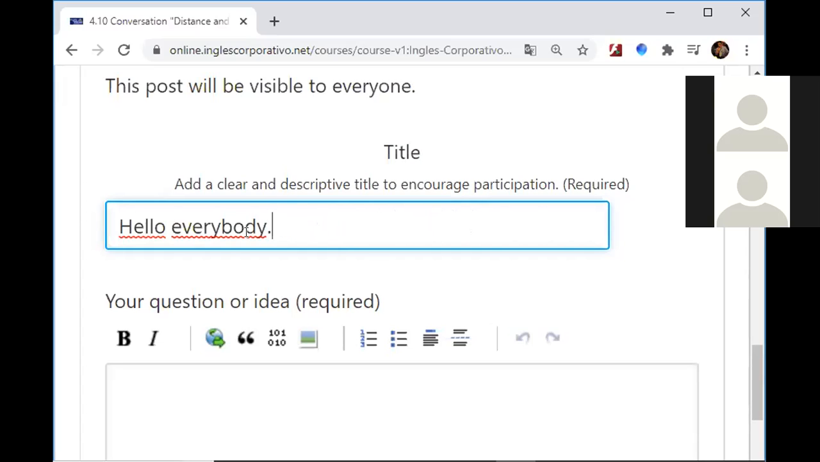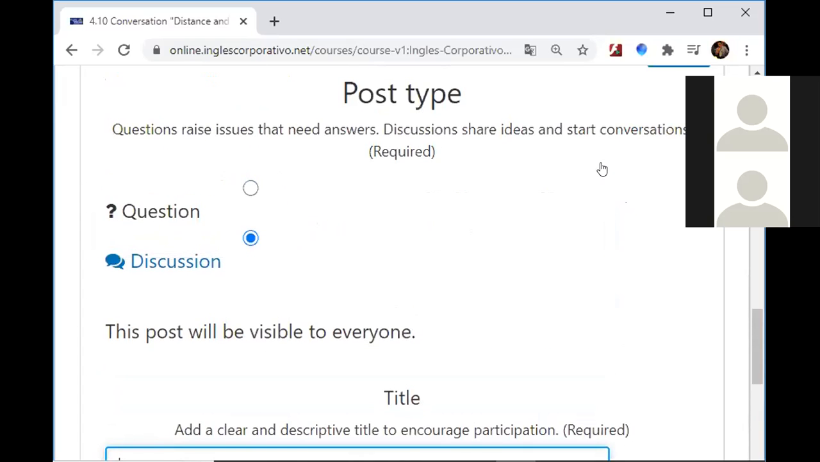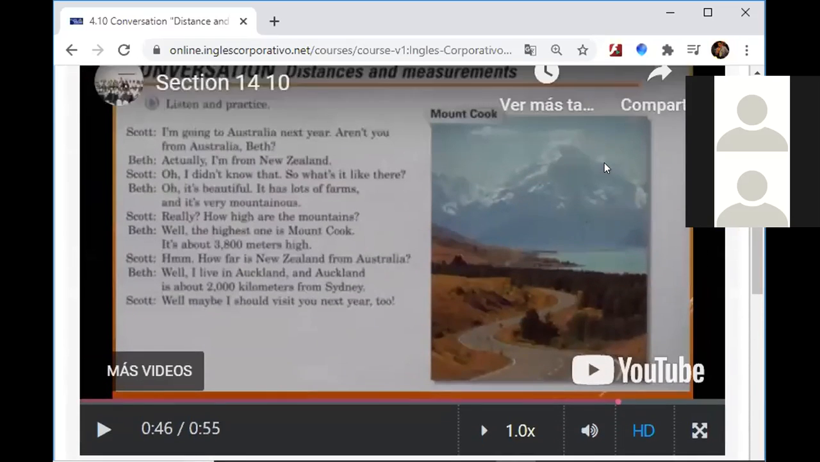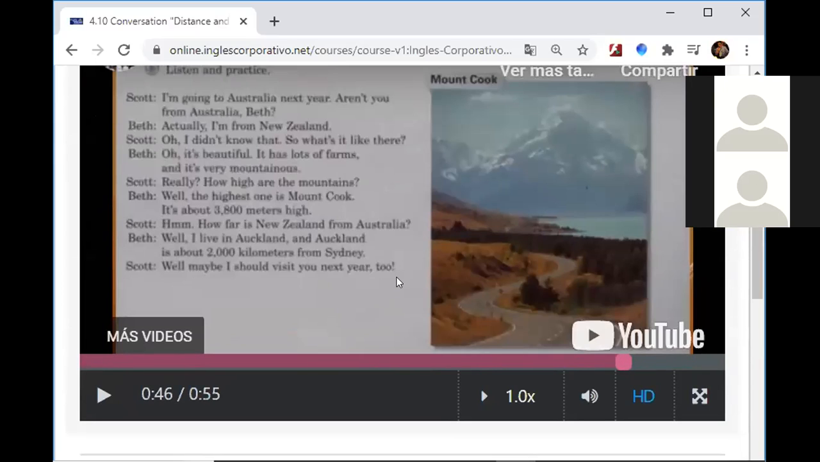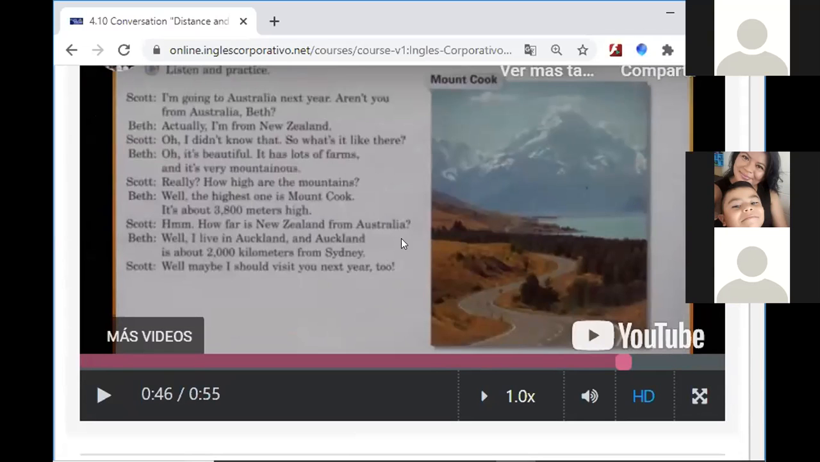Okay. But now, you please make your commentaries, right? It is not necessary that you make examples. You can give any commentary. For example, you can say, I would like to live in Australia, for example, right? Or any commentary. The idea is that you participate in the discussion. Kangaroos. You like kangaroos? Kangaroos. I like koala bears.